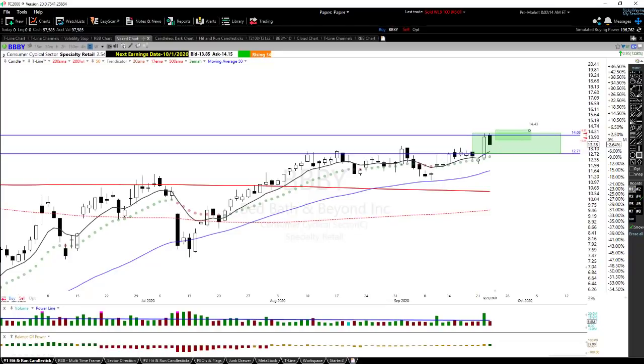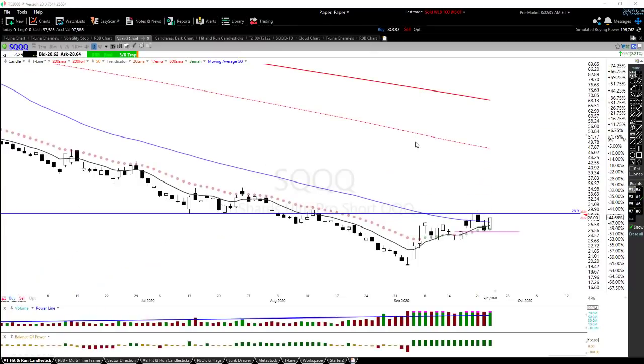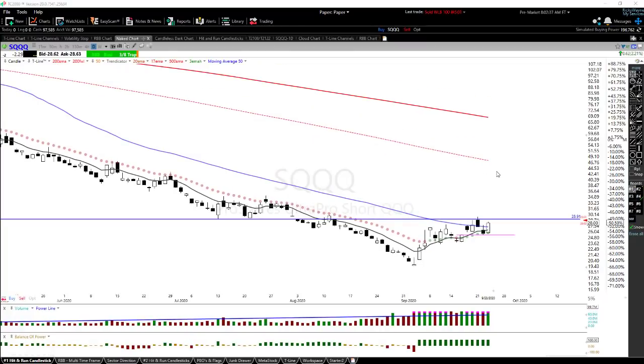If something like that right there, so raise that buy box. Now, if I end up buying it up here, I'm not going to use my stop down here. I'm going to have to pull my stop up a little bit, because I don't want to risk a lot in the market. So there's a little bit on BBBY.